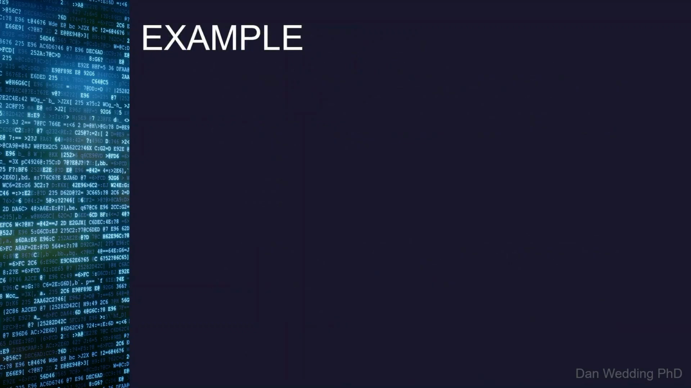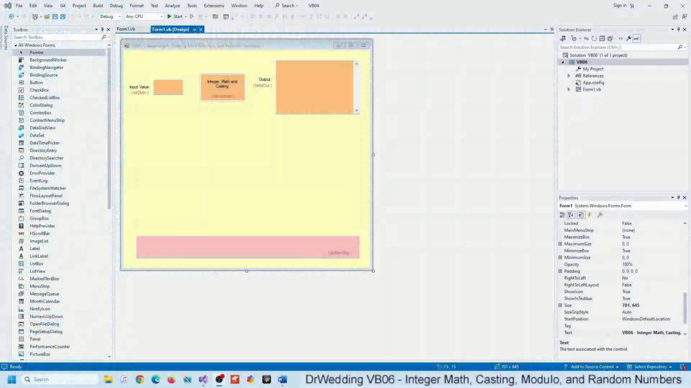There's a lot of information that was covered very quickly. Let's go to an example and explain these in detail. I have already opened up a new project named VB06. I've also generated a form.